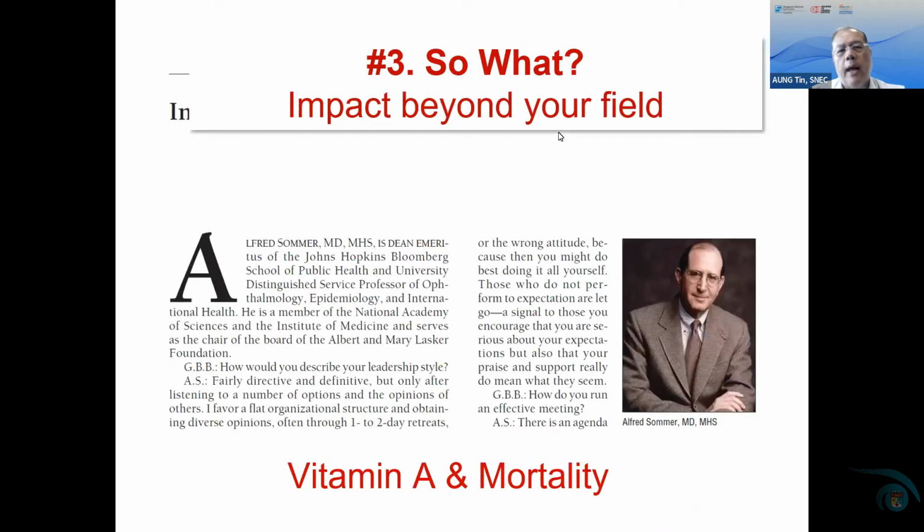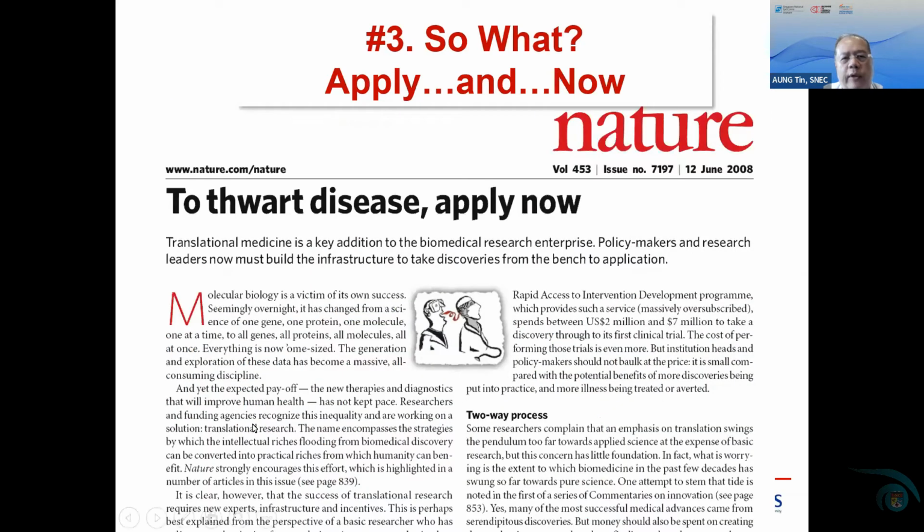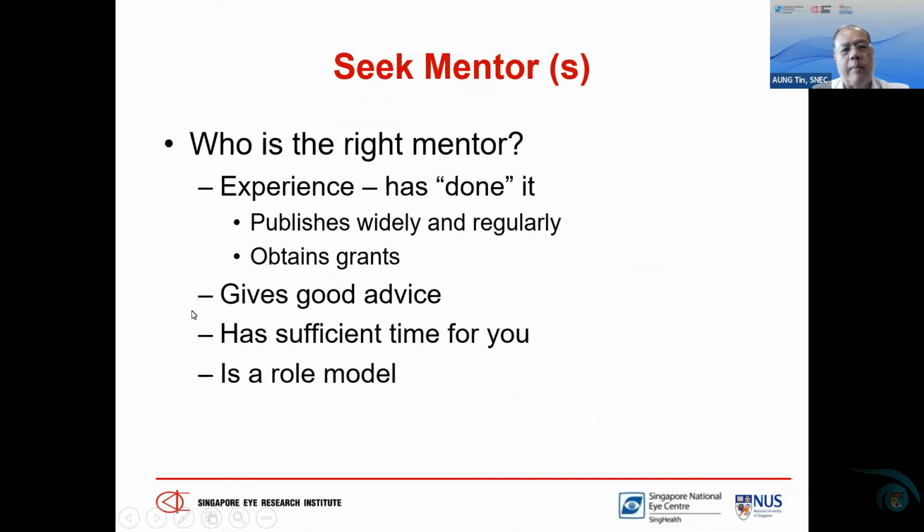And remember the third part I mentioned to you. What is the impact beyond? What is the so-what question? How would your research help, and what is the impact beyond your field? This is very important. Does it help with the disease? Does it help with patients? Does it help with cost of treatment, etc.? It is very important to know what the impact is.